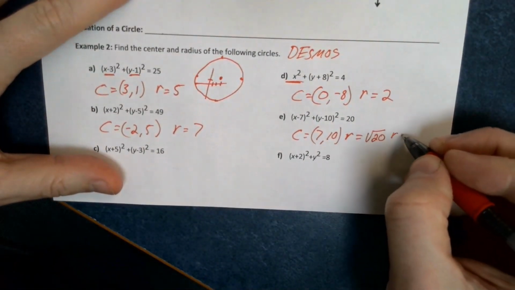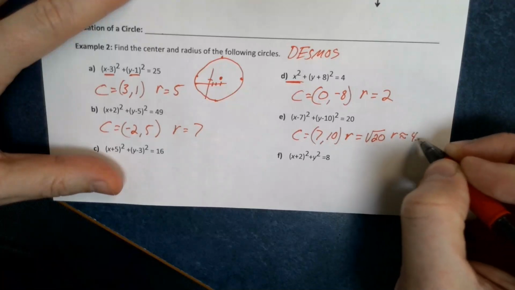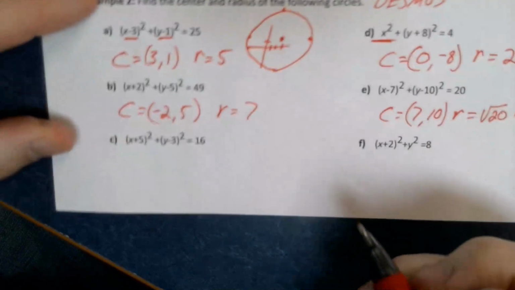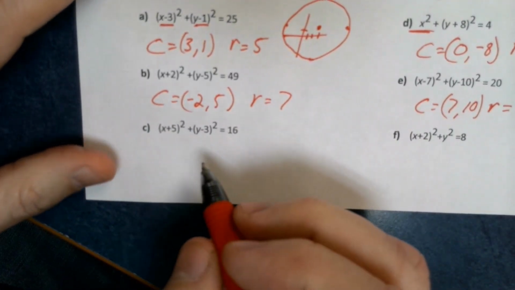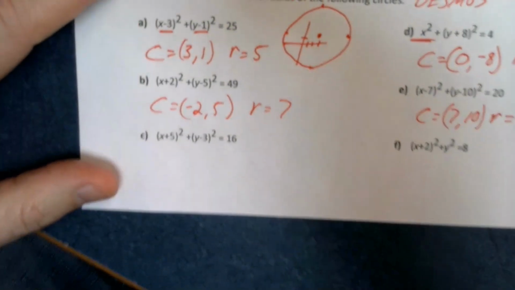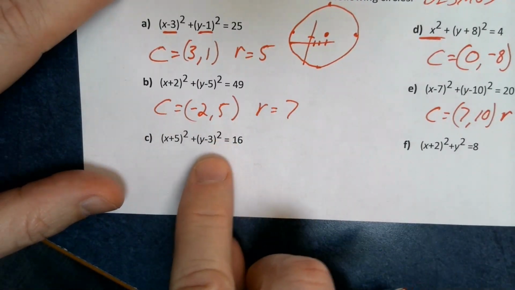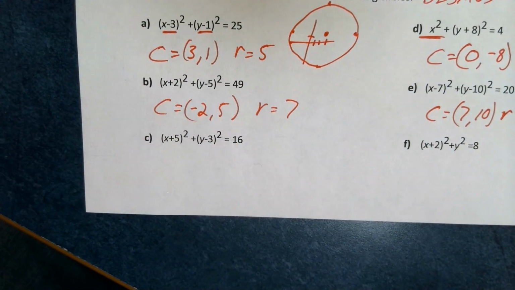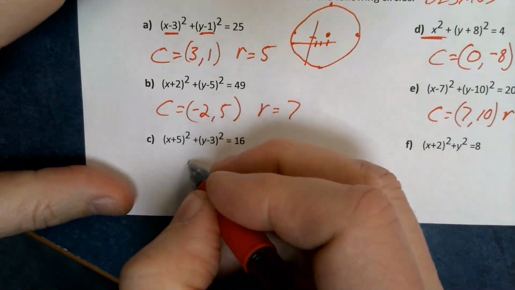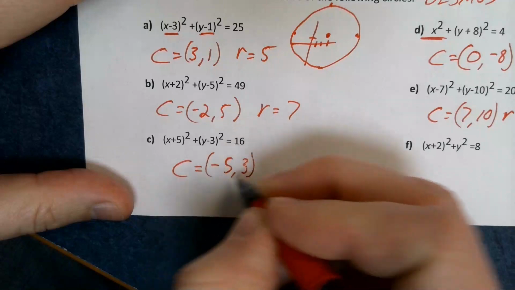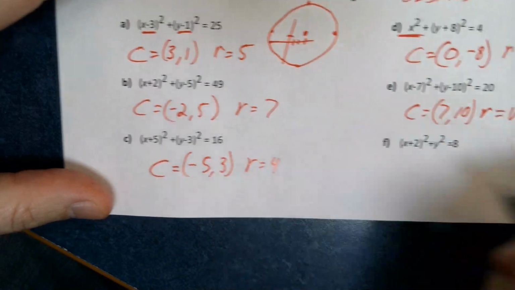So ours is approximately 4.47. Doing this one down here, you should guess. What do you think the center is? Awesome. On this one, I'm going to try and write it down before I do it. Sweet. So did you get this? Center is negative 5, positive 3, and the radius equals 4.